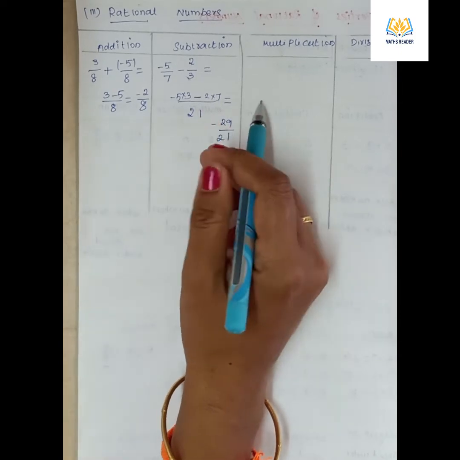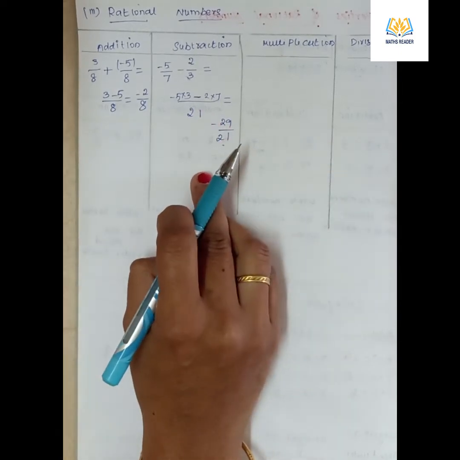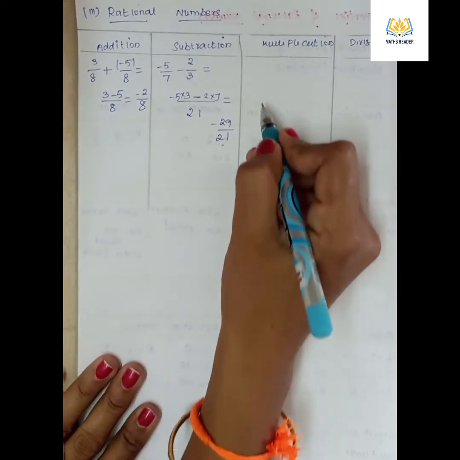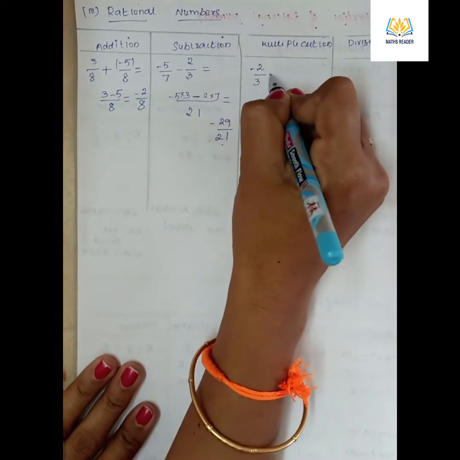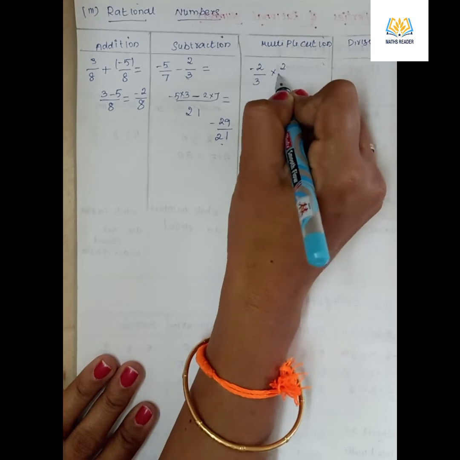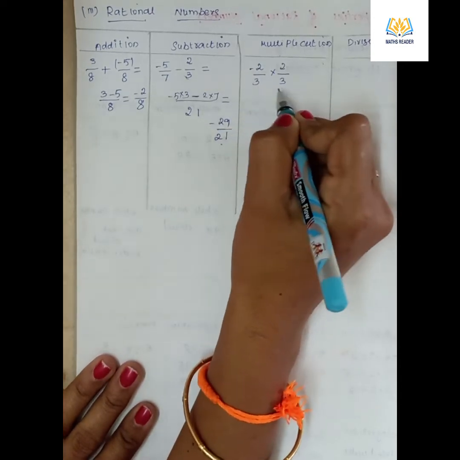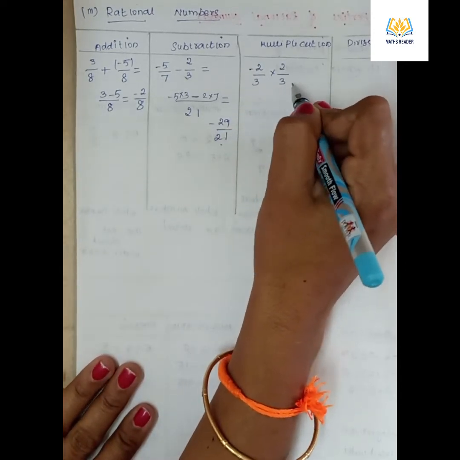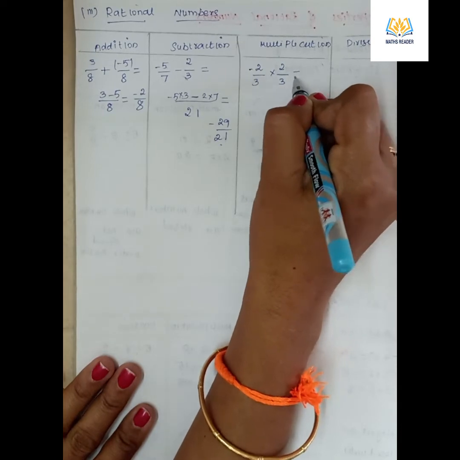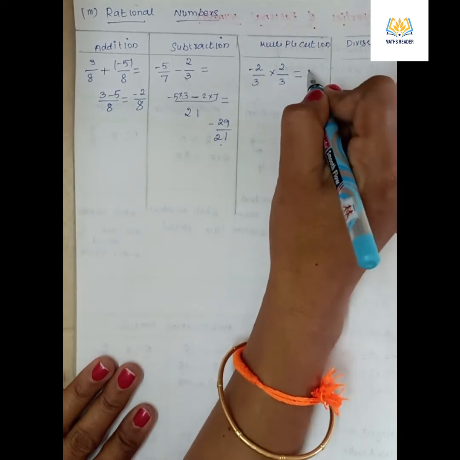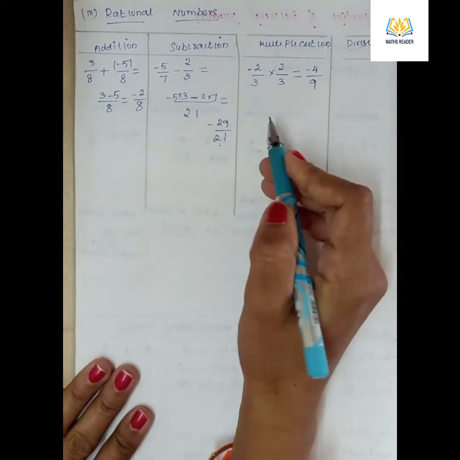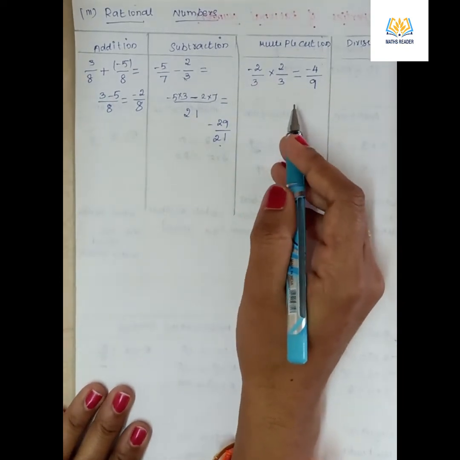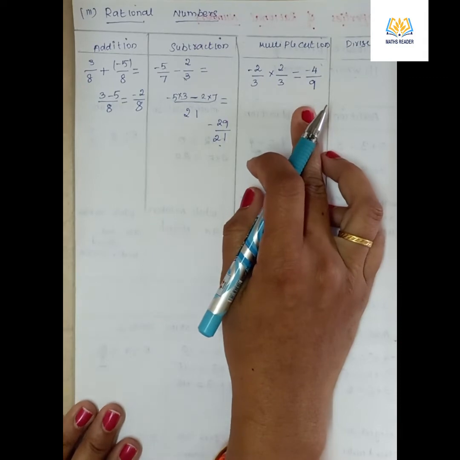So the rational numbers are closed under subtraction. Next multiplication. Minus 2 by 3 into 2 by 3. So இது rational number, 2 by 3 is also a rational number. So when we multiply, what is the answer? Minus 4 by 9. So when we multiply two rational numbers, the answer will be a rational number.